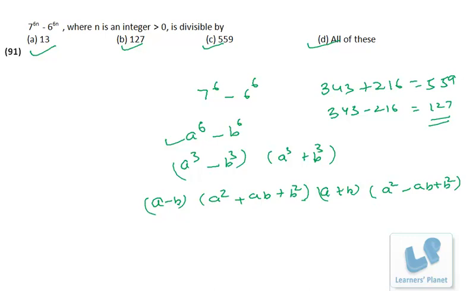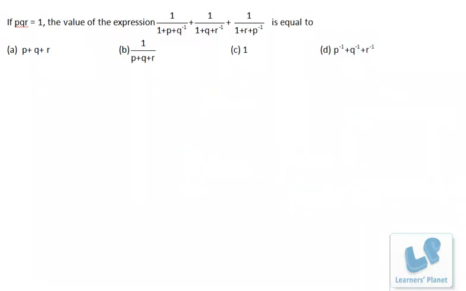I hope you are clear. Now friends, let's see this question. If PQR is equal to 1, the value of the expression is equal to what? In this sort of question, just assume the values of the variables. We want the product of P, Q and R as 1, so we take the values of P, Q and R, all of them as 1.